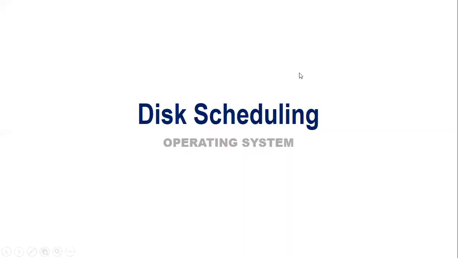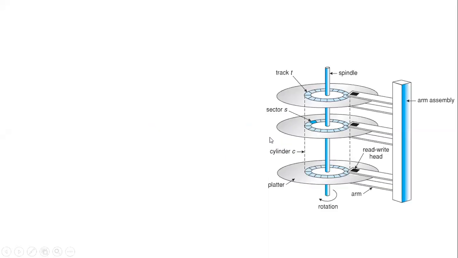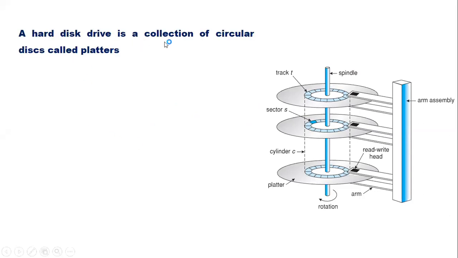In this video, we will discuss disk scheduling methods. Before we move on to the scheduling methods, let us first discuss the structure of the hard disk. A hard disk drive is a collection of circular disks called platters.